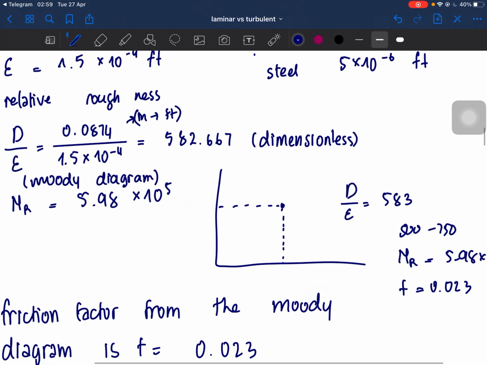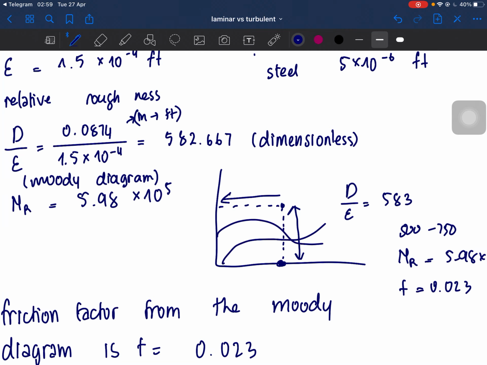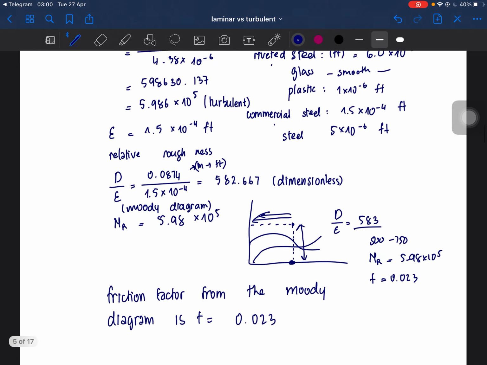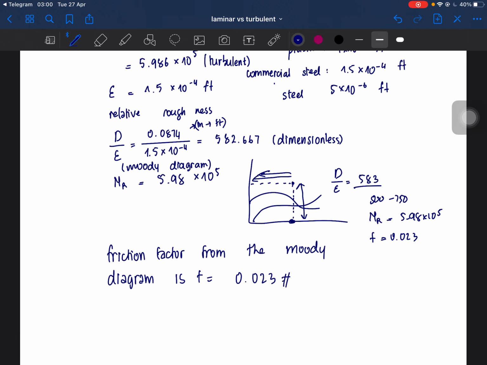So first of all, you project it vertically, and then you project it horizontally. When you project vertically, you will reach... there's a lot of curves here, right? Curves going up and down. So you reach the curve for this one. You project it vertically here, and then you read the value on the left side. So this is the answer.